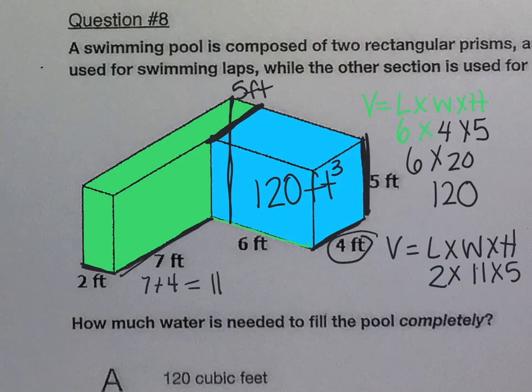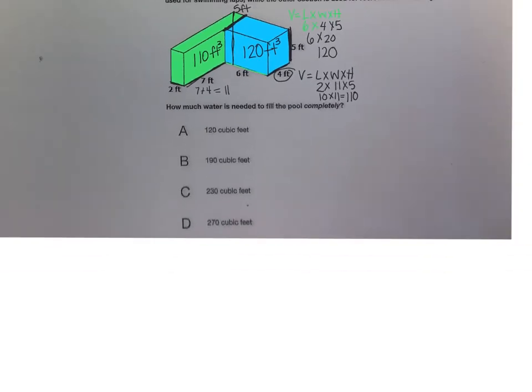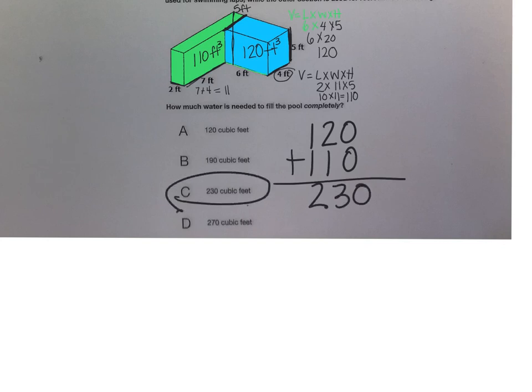All right, so now we're going to multiply. We're going to say 2 times 5. What's 2 times 5? 10. And then I'm going to say 10 times 11, and I'm going to get 110. 110. Very good. Cubic feet. But am I finished? No, ma'am, you've got to add. So I'm going to come right here and go 120 plus 110, and that equals 230 cubic feet. Okay.